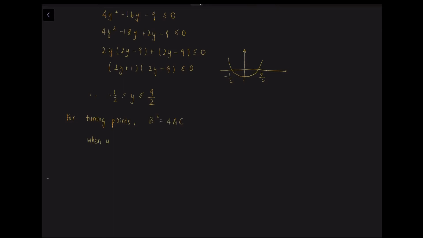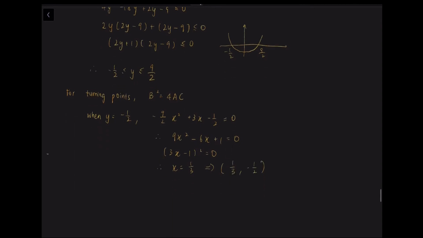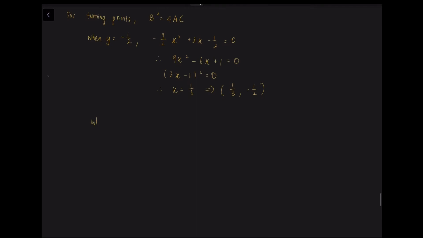Now substitute y equals negative 1 over 2 into the equation, and we found out that x equals 1 over 3. So the turning point is (1 over 3, minus 1 over 2). When y equals 9 over 2, we substitute it into the equation again, and we realize that x equals negative 3. So (negative 3, 9 over 2) is the second turning point.